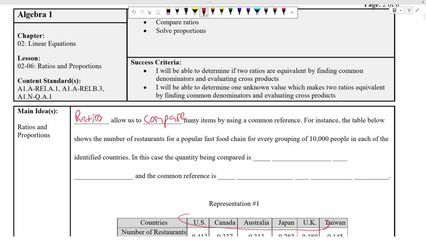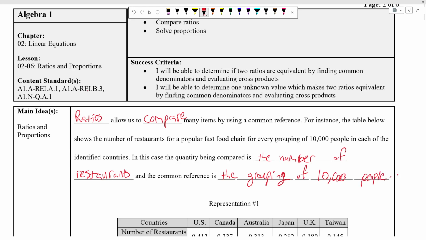You can kind of see it a little bit here. I'll scroll down here in a second. We'll talk more about it. Okay, so in this case, the quantity being compared is the number of restaurants, and the common reference is the grouping of 10,000 people. Okay, so let's look at this a little bit further, guys.